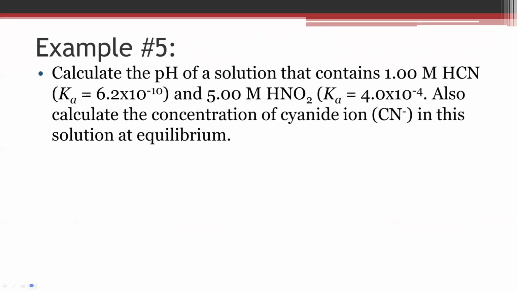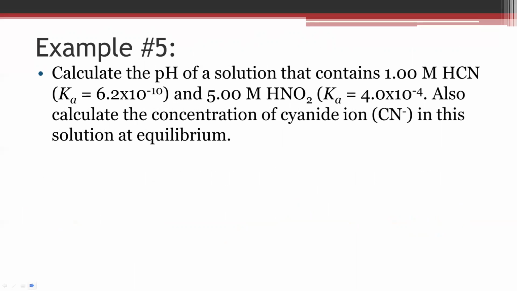Okay, so we want the pH of a solution that contains 1 molar of hydrocyanic acid, HCN, which has that Ka value, and 5 molar of the HNO2, which has that Ka value. Also calculate the concentration of the cyanide ion in this solution at equilibrium.